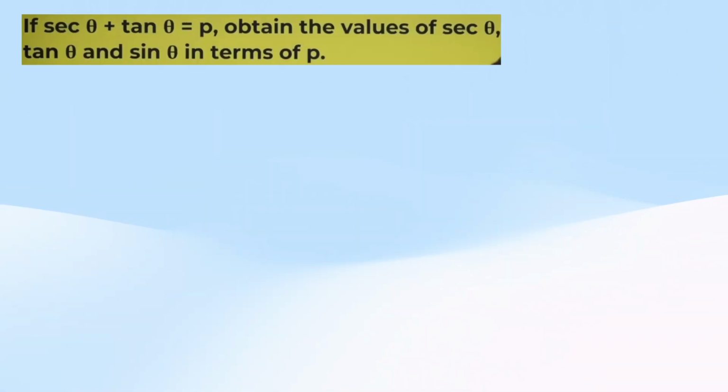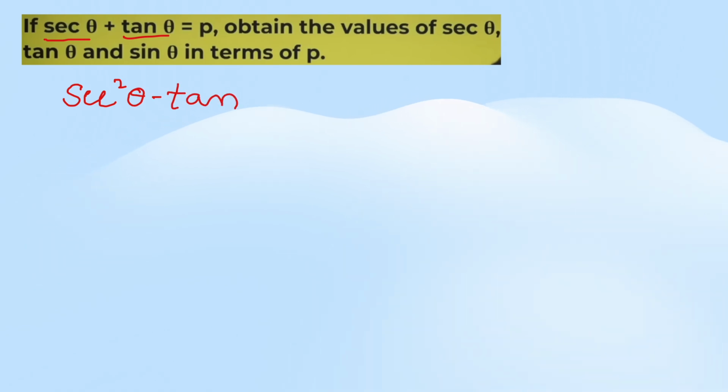Now let's solve another question. See what is given here: sec theta plus tan theta is p. It means p can be written as sec theta plus tan theta, and we have to find sec theta, tan theta and sin theta in terms of p. What do we have to do in these types of questions? Basically, I know the relation between sec and tan, that is sec square theta minus tan square theta is 1.